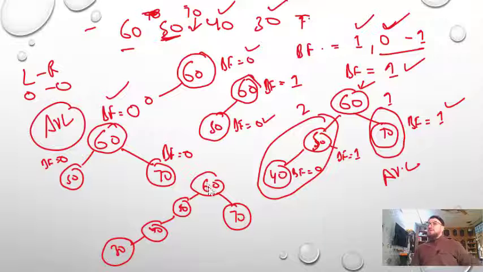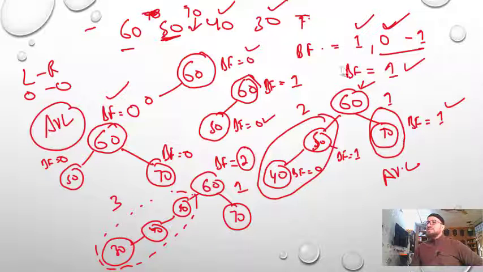Now let us check for the 60. What is the height of the left subtree? 1, 2, 3. Okay, so I got a 3 on this side and 1 on this side. So 3 minus 1 is 2. So balance factor is 2, which is neither 1, nor 0, nor negative 1. So that means this is not an AVL tree.